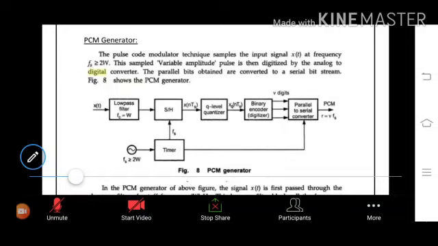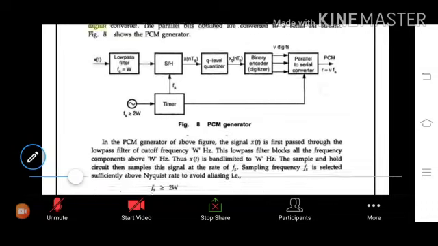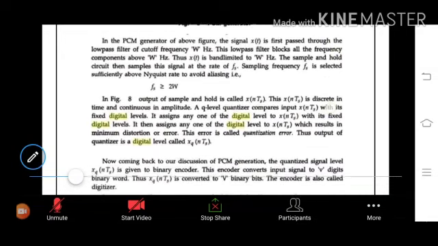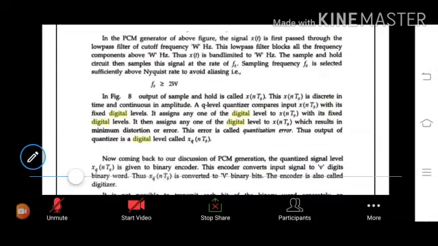The quantized levels are sent to the binary encoder, which produces the digital signal. That signal is sent to the parallel to serial conversion. This defines the pulse code modulation of the signal. One more thing: the sampling frequency Fs is greater than 2 omega, selected sufficiently above the Nyquist rate to avoid aliasing.